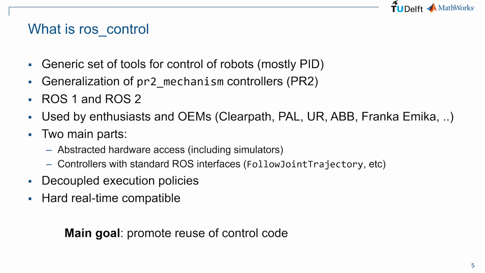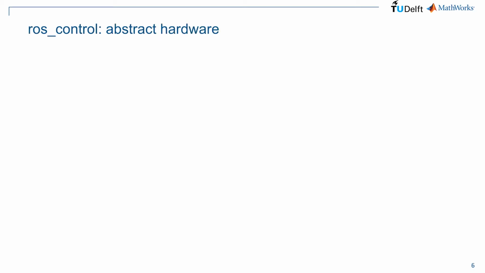Everything else in ROS is also obviously geared towards reuse of code. And ROS control just makes this possible in a context which is more geared towards the control of pieces of hardware, essentially. Murat, could we go to the next slide, please?